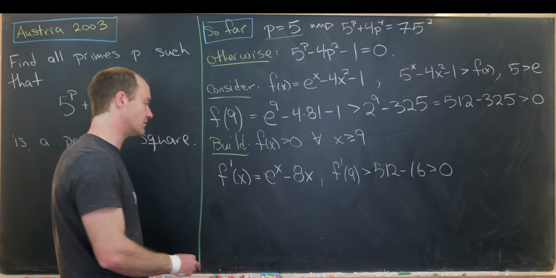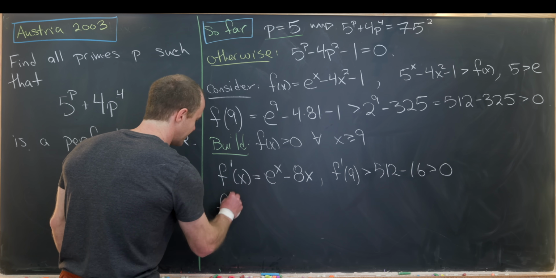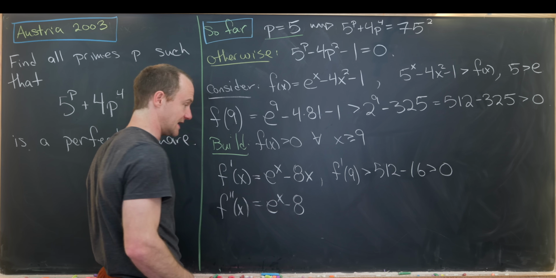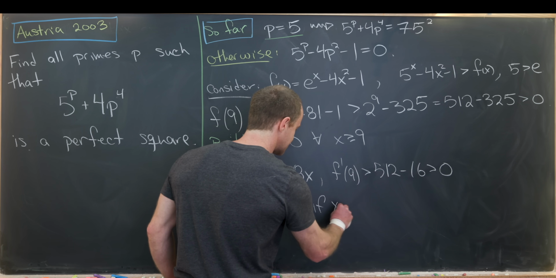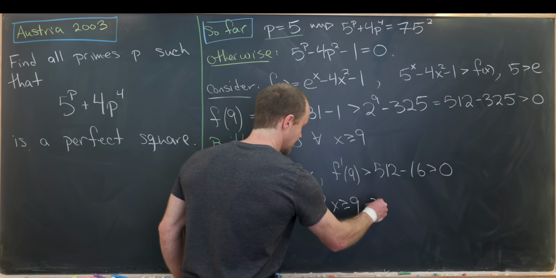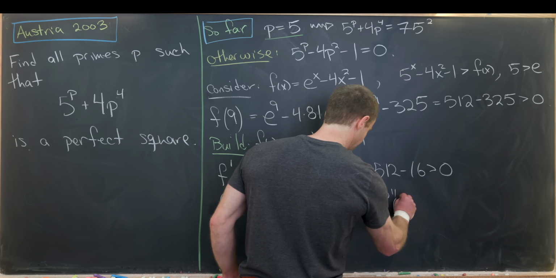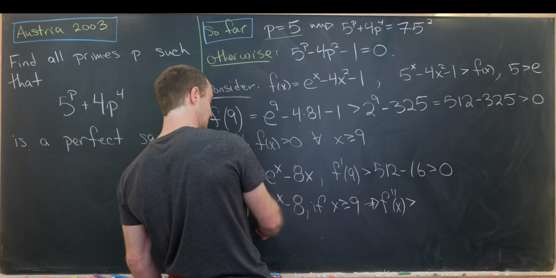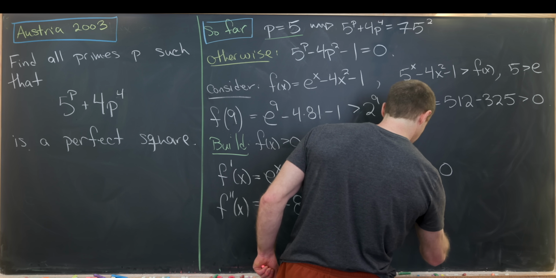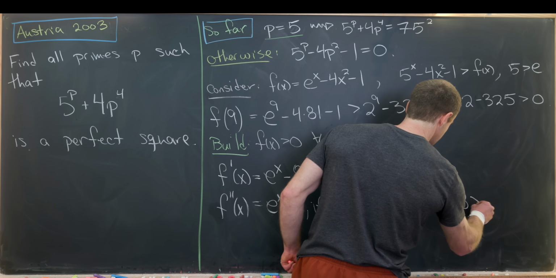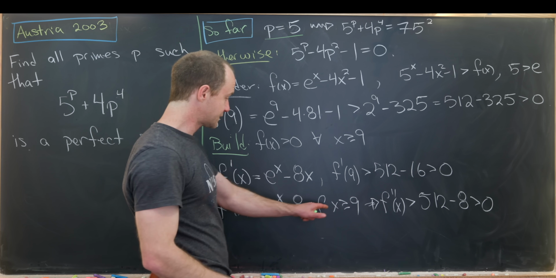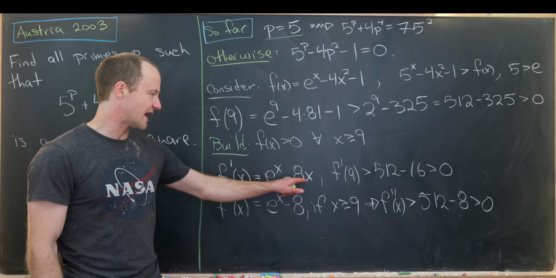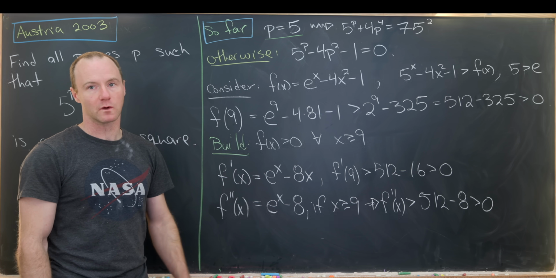Well, I'm going to push to one more derivative. So let's take f double prime of x. And notice here we get e to the x minus 8. But let's notice if x is bigger than or equal to 9 here, that means that f double prime of x is strictly bigger than 2 to the 9 minus 8. So that's going to be 512 minus 8, which is bigger than 0. And this works for all x bigger than 9 because this 8 is just a constant. Notice here we had 8 times x, so we would have had to do a little bit more work.